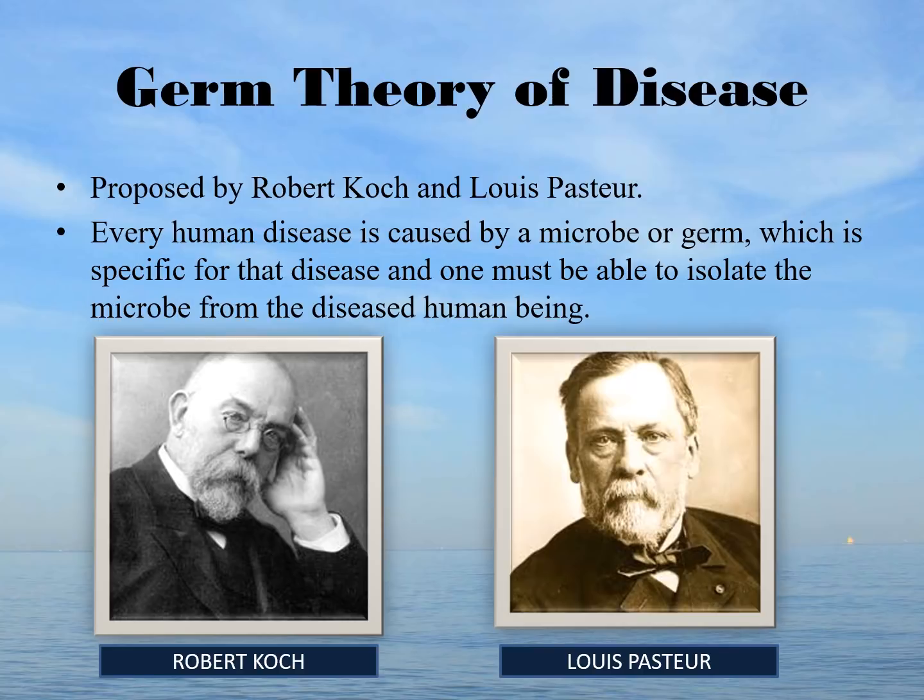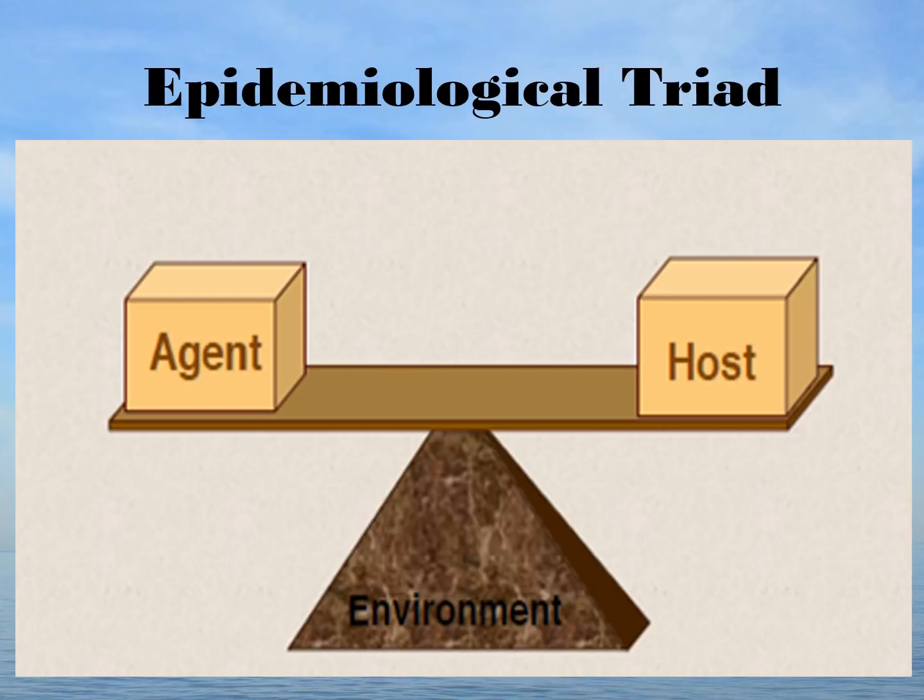Examples of which may include tuberculosis, pneumonia, caused by different types, or COVID-19 as the most recent example caused by your SARS coronavirus 2. Your epidemiological triad is composed of your environment, agent, and host. The three must be existent for disease to occur.